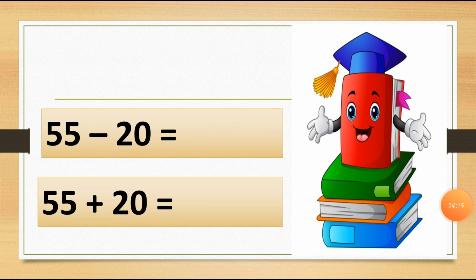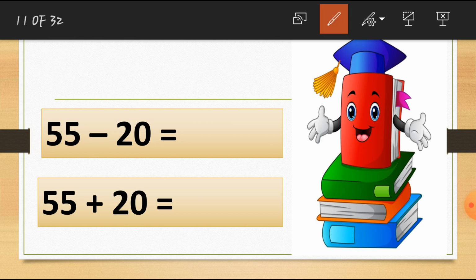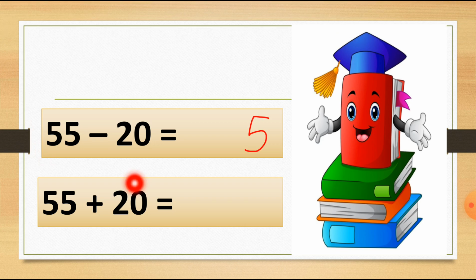Now let's see the next example. You can revise this topic. Just focus on this number first. Here is the ones value, which is 5. So I write 5 here. I write this 5, which is the ones value.